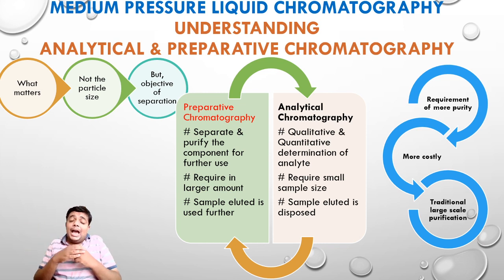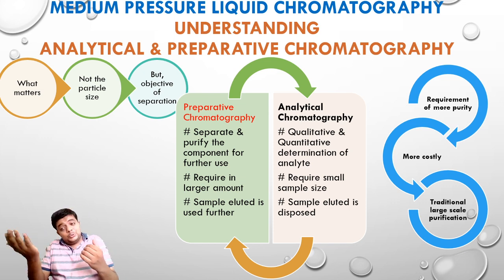In such a case, I must have that compound which is separated in a good quantity, and when I need it in a good quantity at the initial phase before starting the experiment, I must also add it in a good quantity. So separation is possible, even purification is possible, but the component that is to be separated and purified for further use must be in a large amount, and therefore the analyte, the mixture, must also be in a large amount, and the sample eluted is not to be thrown away, it is to be kept for further use.